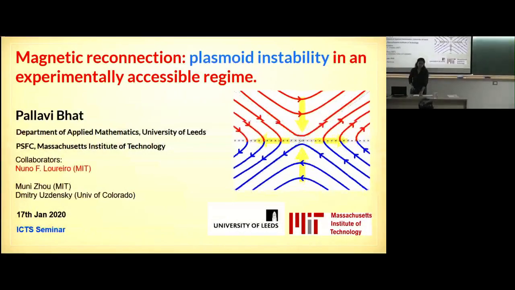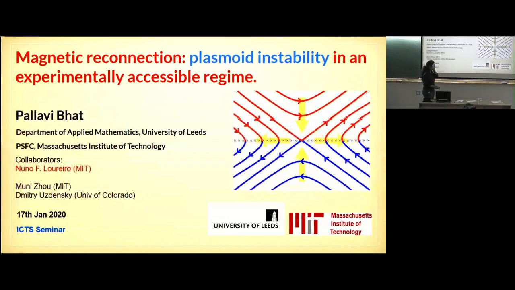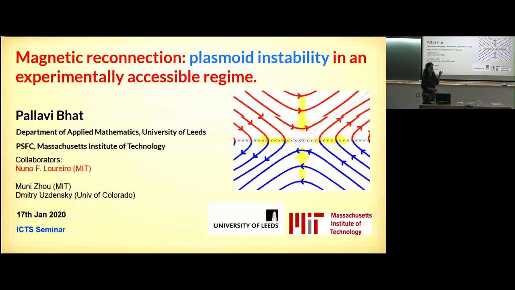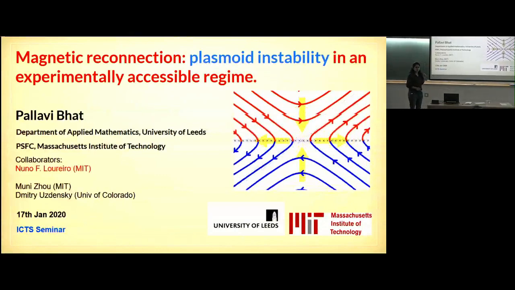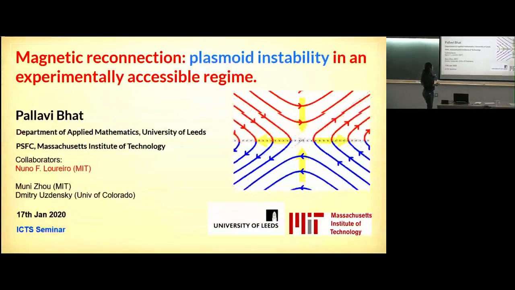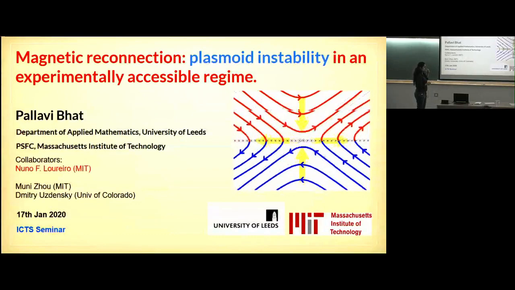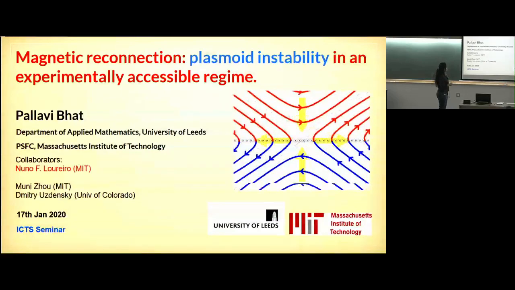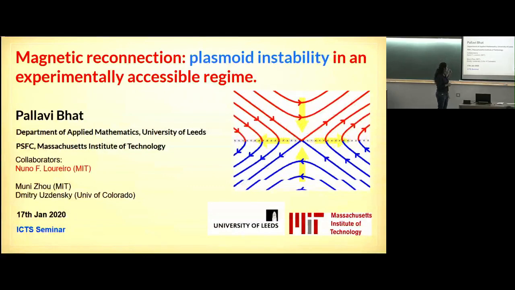Happy to have another opportunity to present another aspect of my work. This topic of magnetic reconnection is important in many different research contexts, and I got the opportunity to work on it while I was at MIT. My collaborator is Nuno. The work that I'm presenting today is mainly done with him. I have done another thing which is related to inverse cascades and so on, which I'll not be talking about today, but that is something that I've done with Muni and Dmitri.